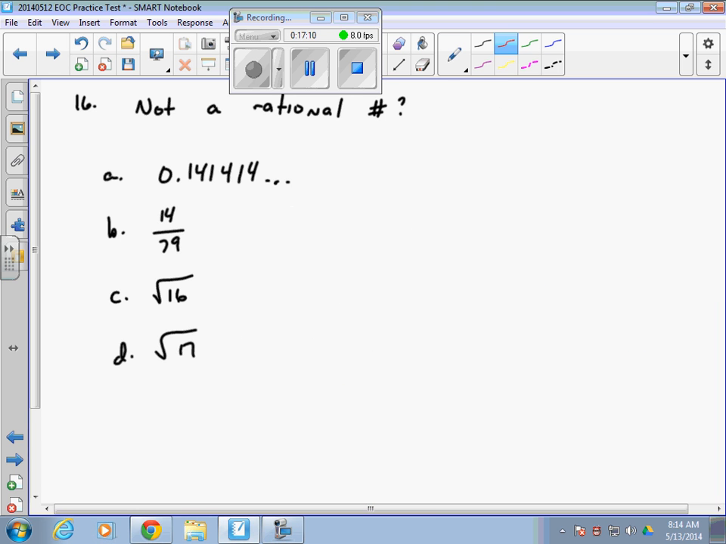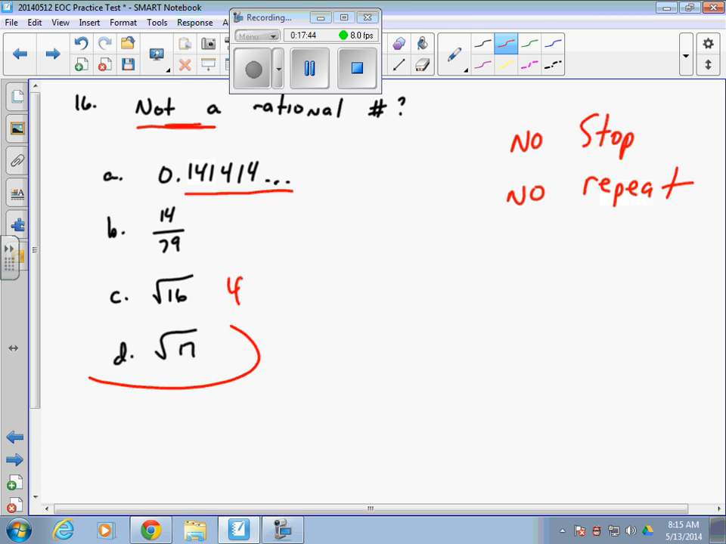16 says which one's not a rational number. Rational numbers stop or they repeat. So it's saying not a rational number, so that's asking you what is an irrational number. It doesn't stop and it doesn't repeat. So this one you can see it doesn't stop, but it repeats 1 4 1 4 1 4. So that's rational. 14 over 39, that number stops. The square root of 16, we know that's 4. That stops. This is the only one that's not rational, the square root of 17.